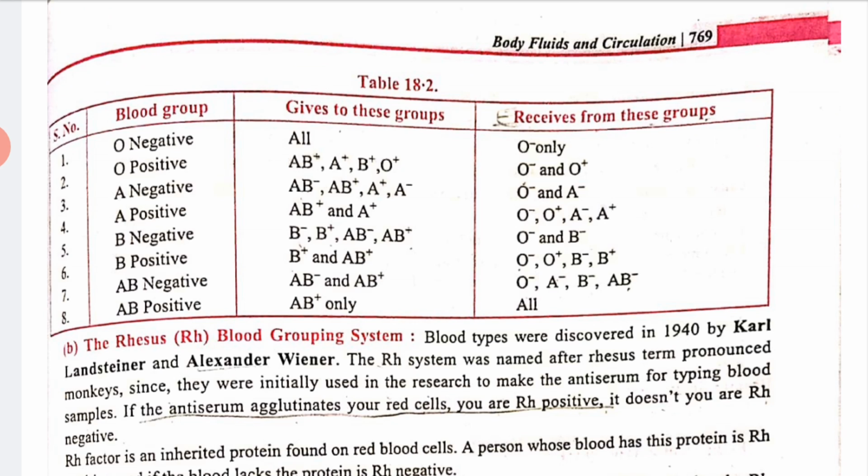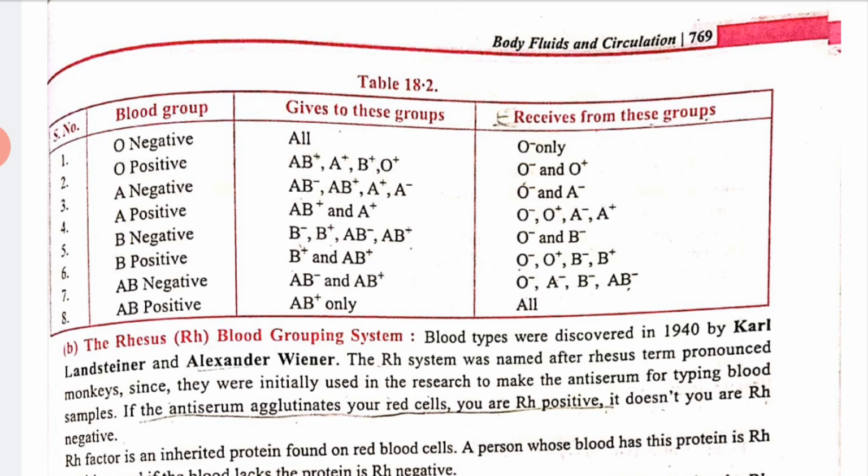Okay, those who have AB positive can receive from anyone, meaning they are universal acceptors. And at the other extreme, people with O negative blood type can only receive blood from a donor with the same blood type, meaning those who have O negative can only receive from a person of the same blood group, that is, a person having O negative.